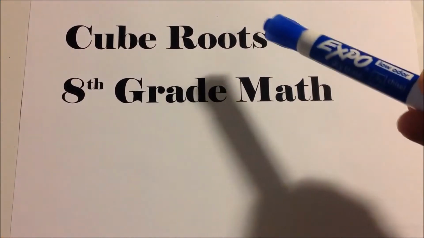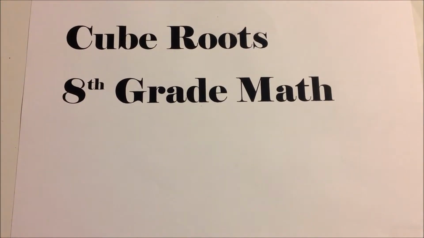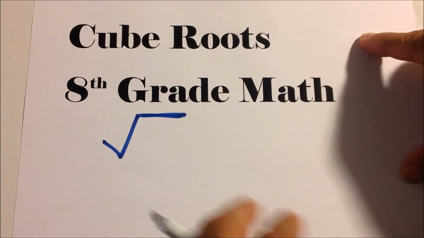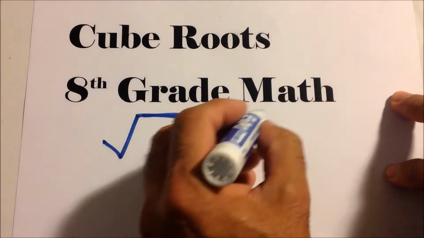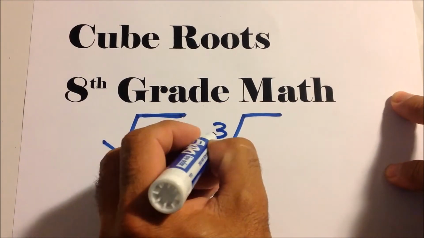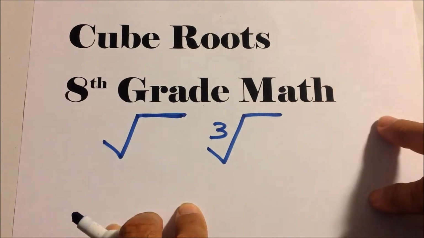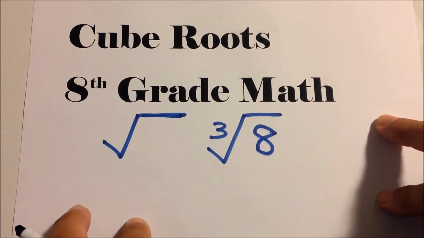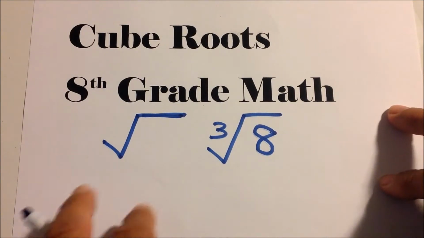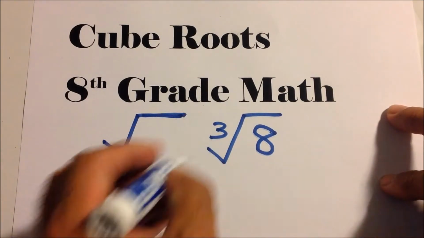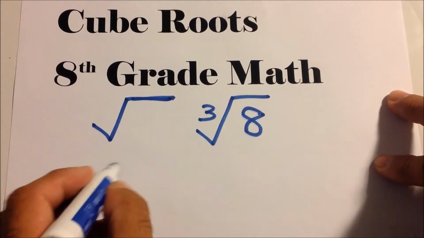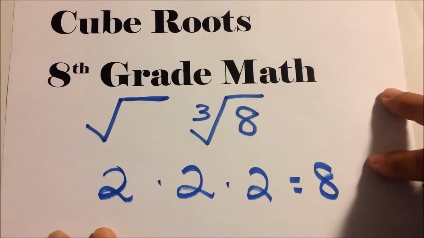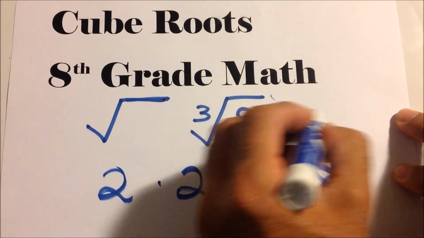Okay, here's our video on cube roots. So we've done square roots, and we know this is the square root symbol, which is also called the radical symbol. For a cube root, it's the same thing, but it has a little 3 there. If I said the cube root of 8, we need the same number times the same number times the same number, 3 times. For example, 2 times 2 times 2 is 8. So the cube root of 8 is 2.